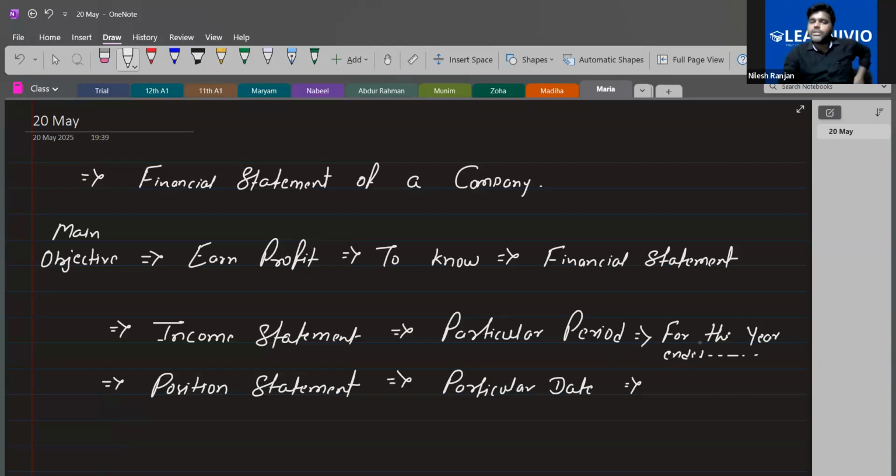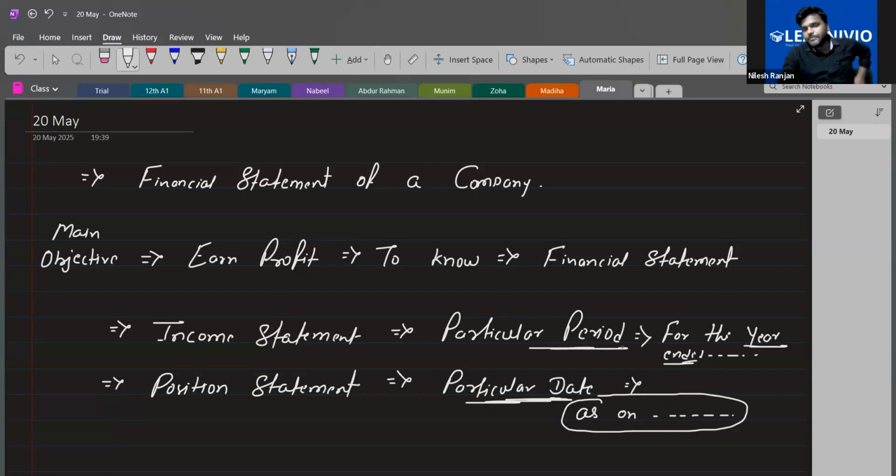Can you tell me what we write in the balance sheet? For the balance sheet, it is "as on" or "as at", as at 31st March 2025. So this is what it means: as on or as at a certain date, a particular date, and for the year ended, a particular period.